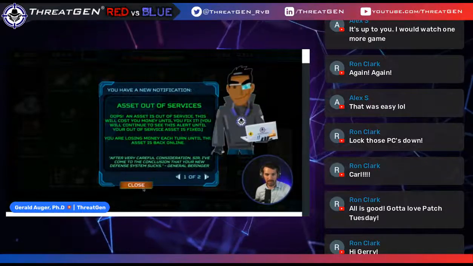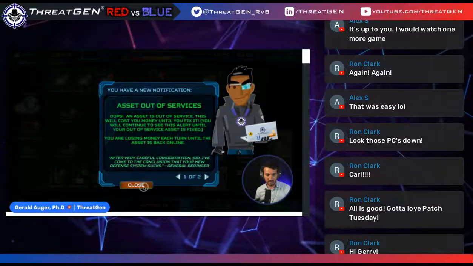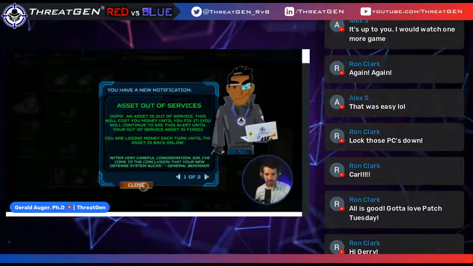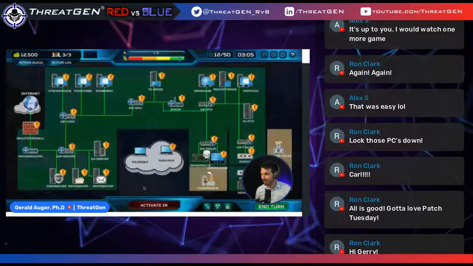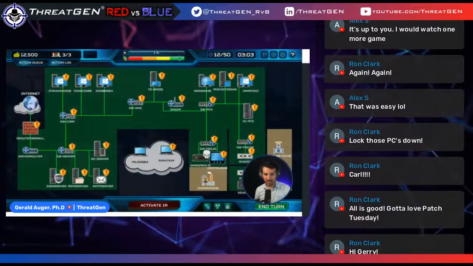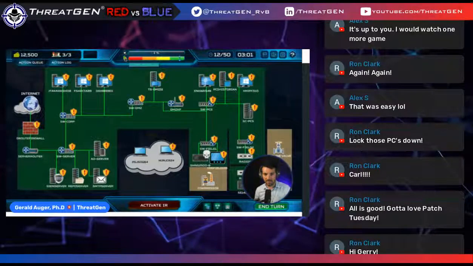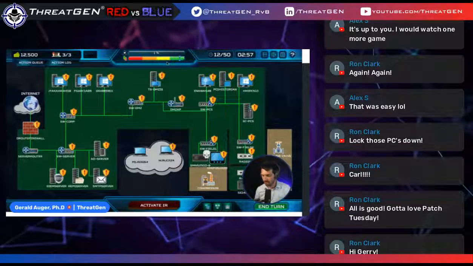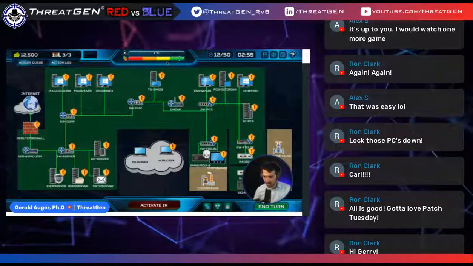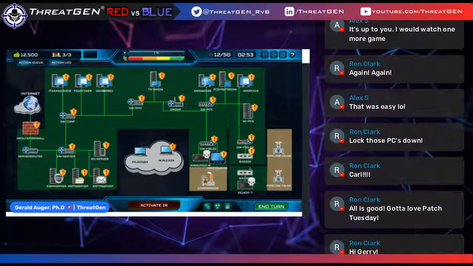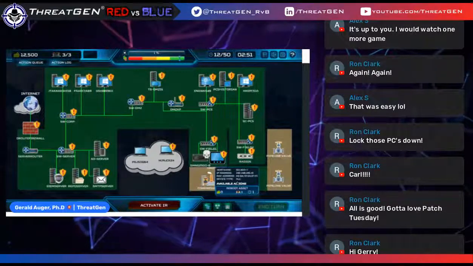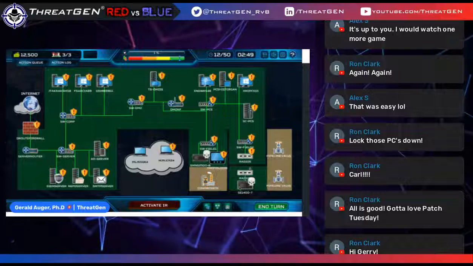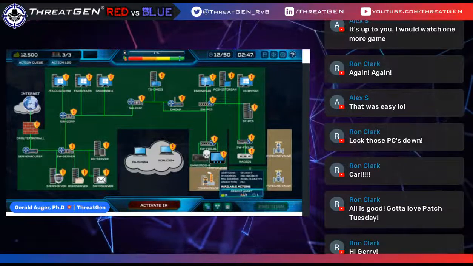All right, see, asset out of service. Okay. You're losing money each turn until the asset is back online. You can see this gauge up here is the P&L for the company. We definitely want to keep it in the green. So let's see what asset is compromised. It looks like it's this guy down here. This notoriously bad asset. So let's reboot it.